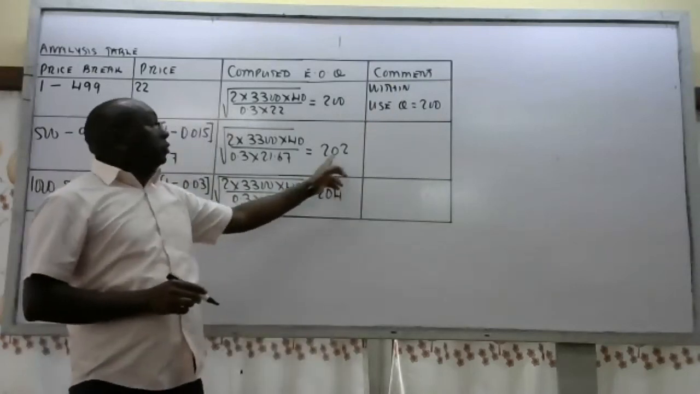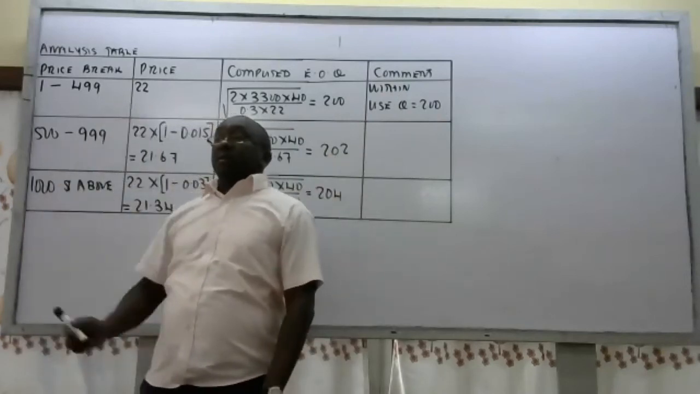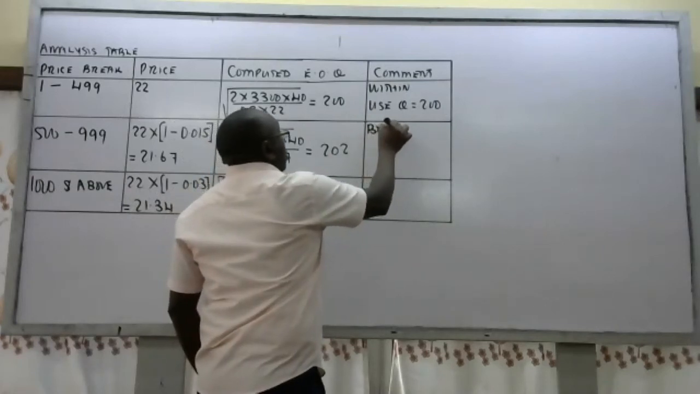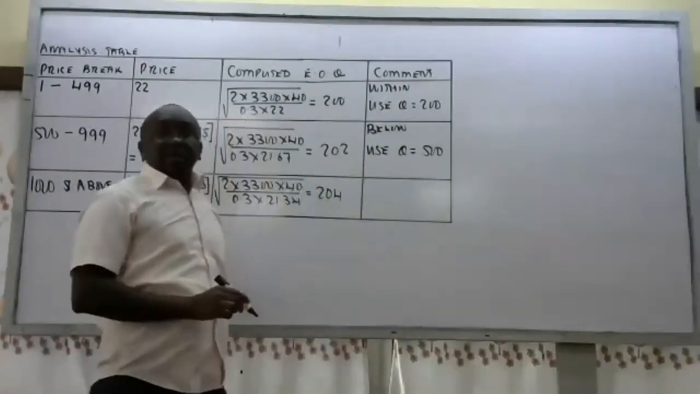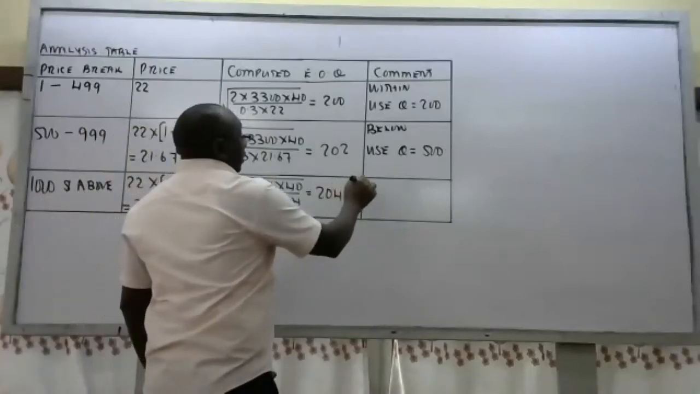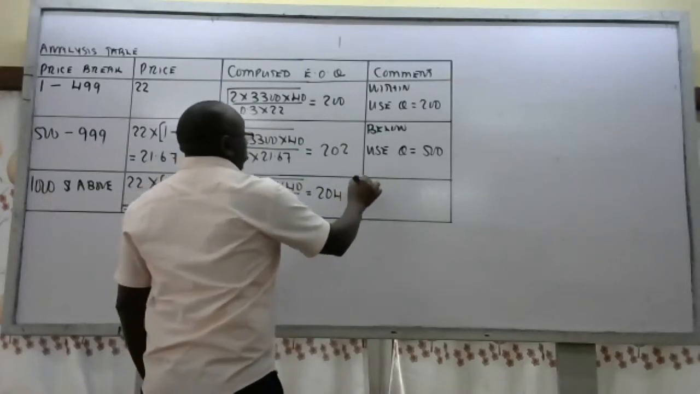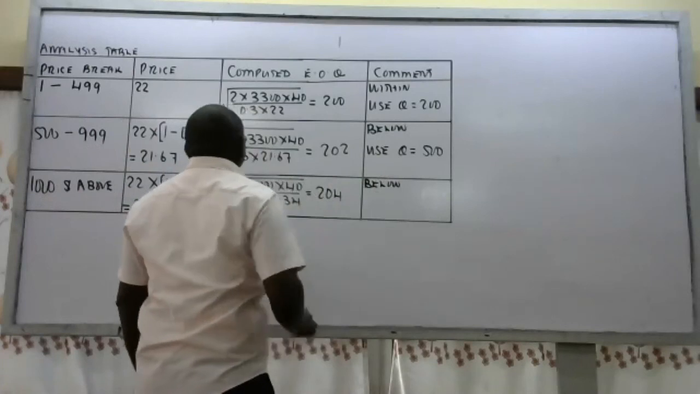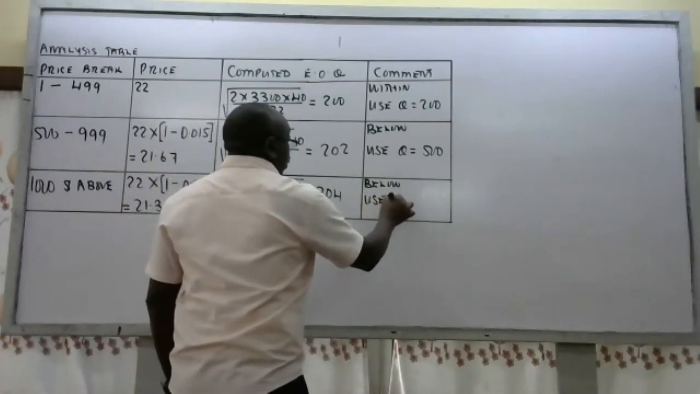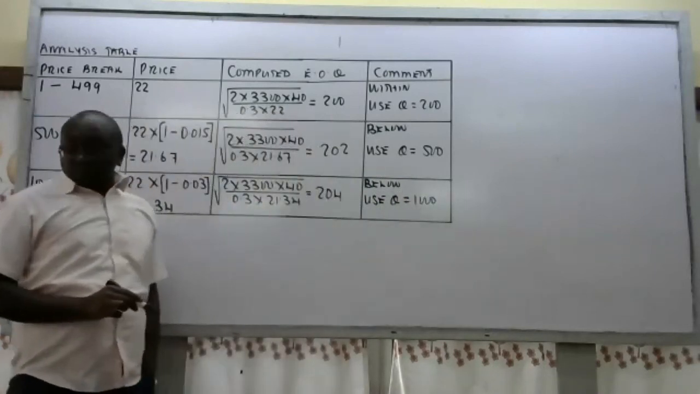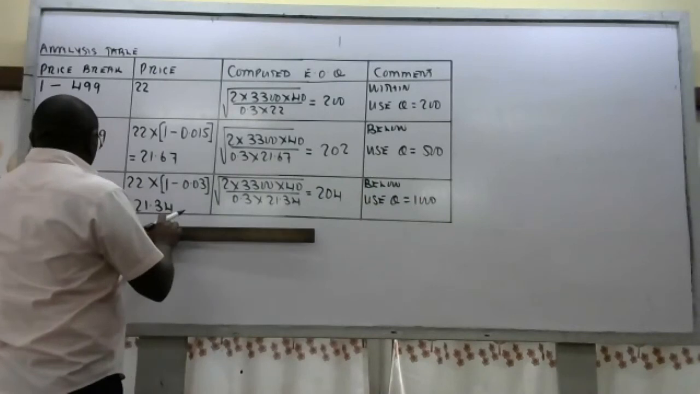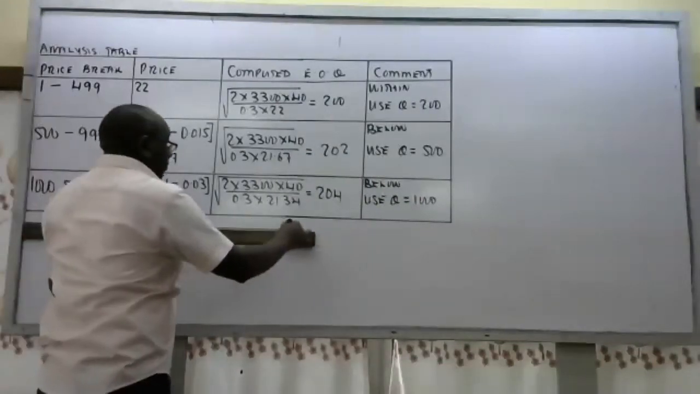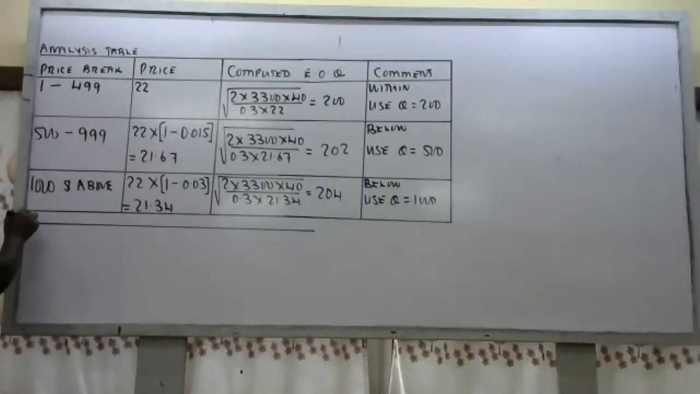This one, 202, looking at this range, is below. So if it is below, you are going to use Q as the lower limit. The lower limit is 500. And this other one is also below, so we are going to use Q as 1,000.